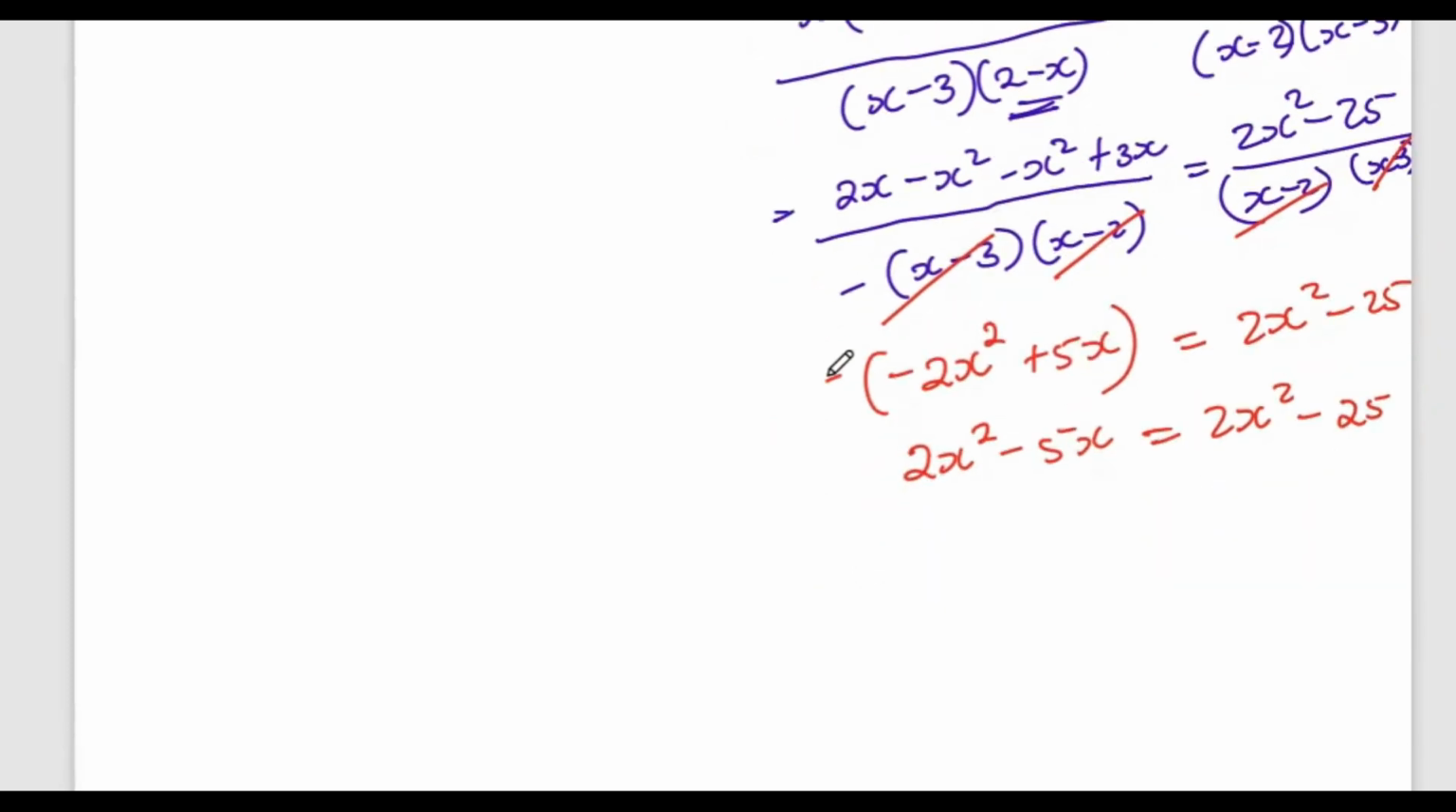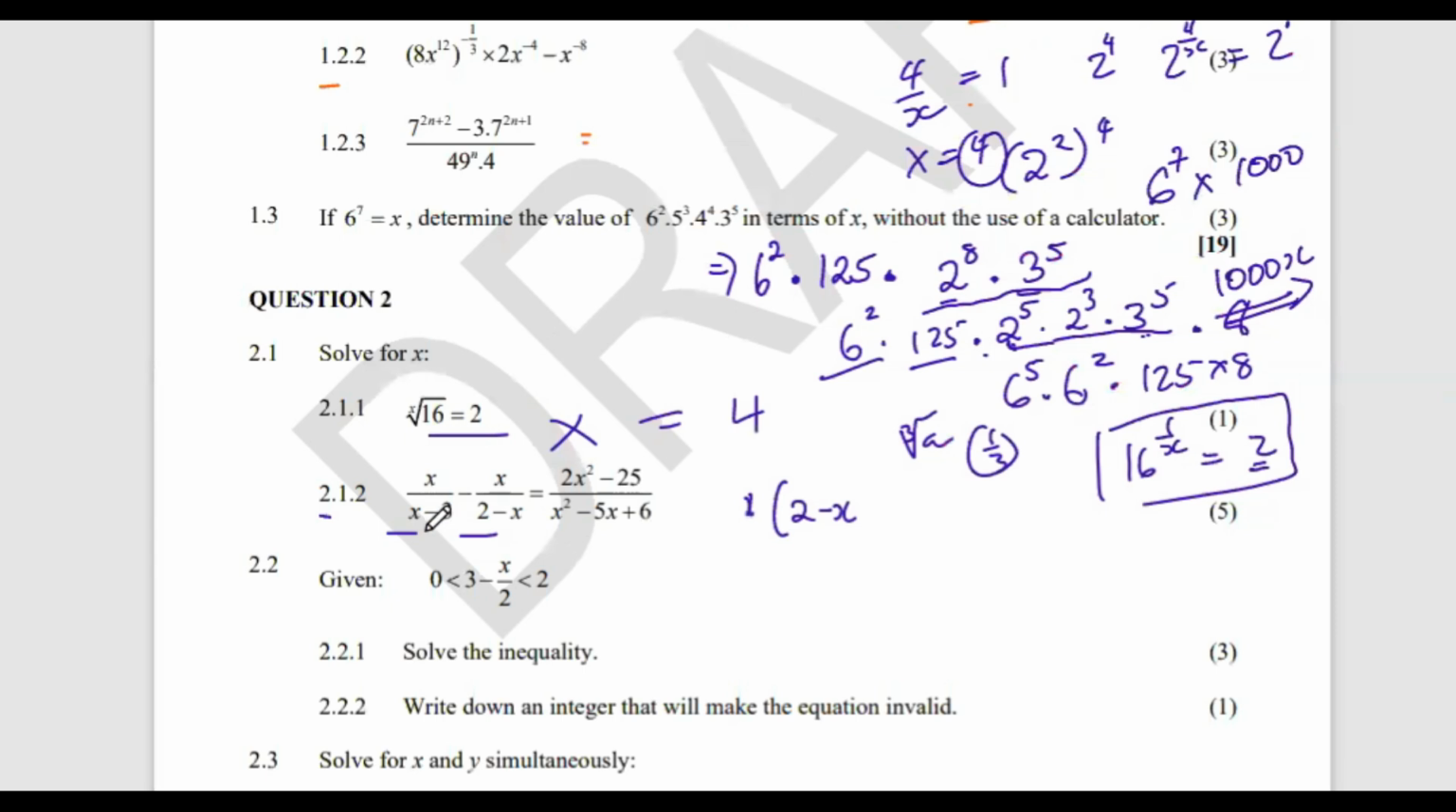So the 2x squared and the 2x squared are going to cancel out, because when you transpose one, the other one cancels. So you'll be left with negative 5x is equal to negative 25. Divide both sides by negative 5, which means x will be just a normal 5. So that is how I would have gone about this question.